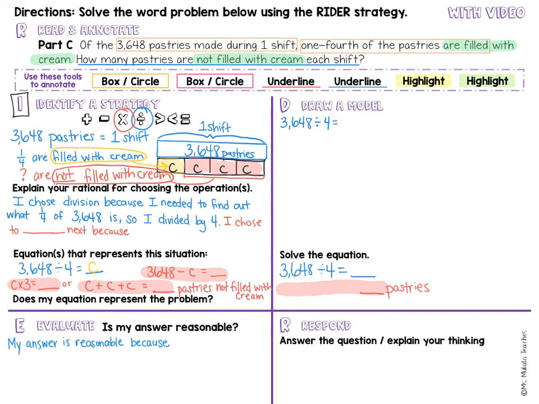When I divided the whole into 4 parts, I knew that 3 of those parts were not filled with cream. So I divided to see how much one part was, then I added that amount 3 times to find the amount not filled with cream. This amount was smaller than what I started with. Go ahead and pause the video so that you can write your explanation for why your answer is reasonable.